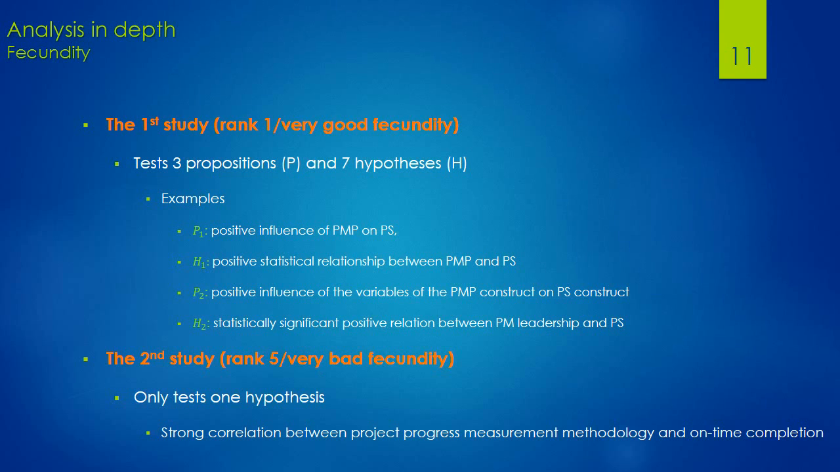In terms of fecundity, the first theory is assigned rank 1 because tests 3 propositions and 7 hypotheses. For example, positive influence of PMP on PS, positive statistical relationship between PMP and PS, positive influence of the variables of the PMP construct on PS construct, and a statistically significant positive relation between PM leadership and PS.